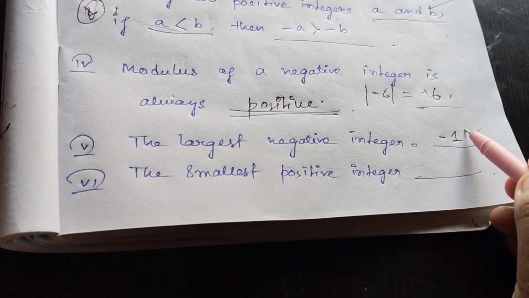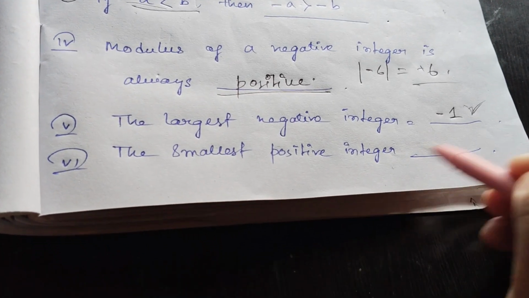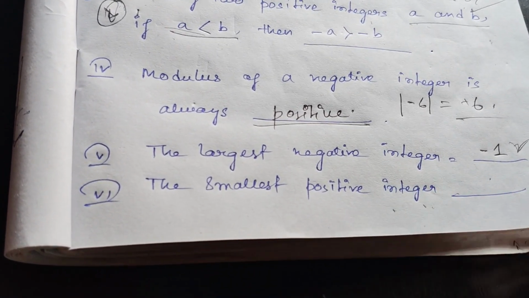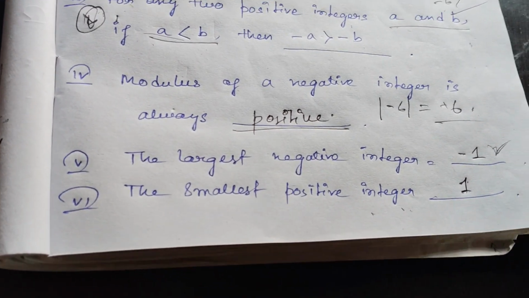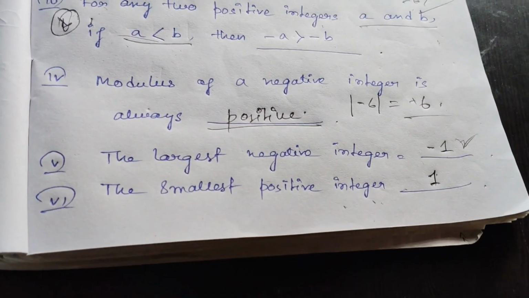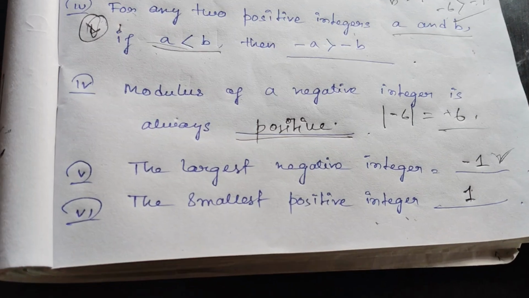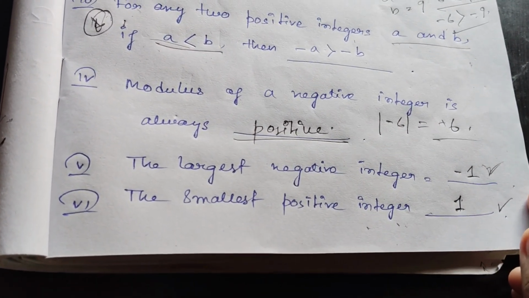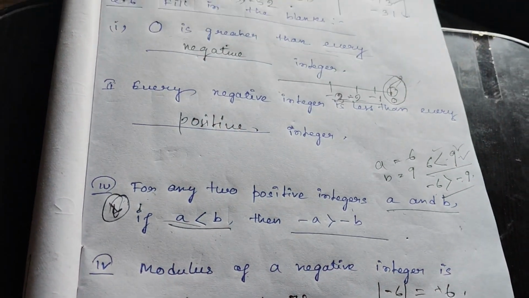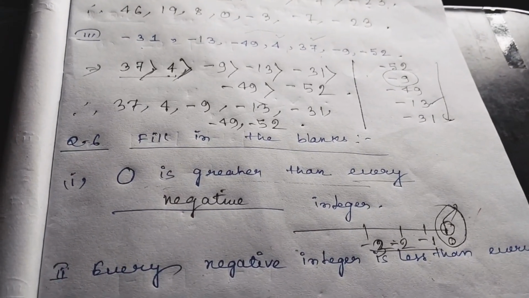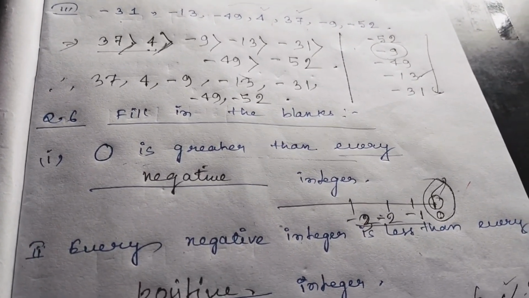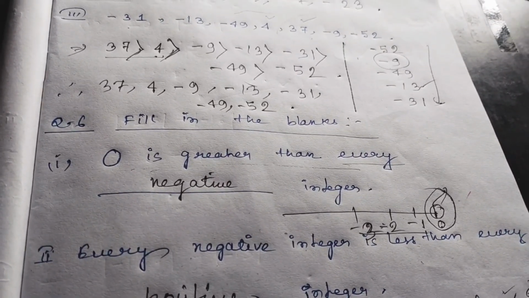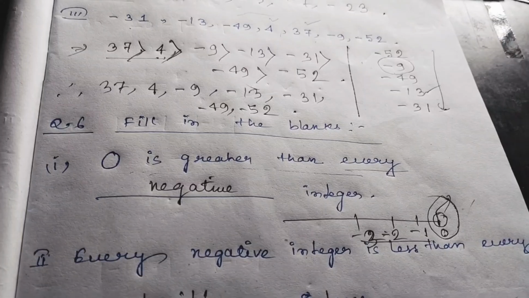So minus 1 is the largest negative integer, and the smallest positive integer is 1, because 0 is neither positive nor negative. 0 is the middle point, so after 0 what is the smallest positive integer? That is 1. So we can answer this: the smallest positive integer is 1. So students, this is for today. In this video I covered the last part of exercise 1A, from question number 3 to question number 6.